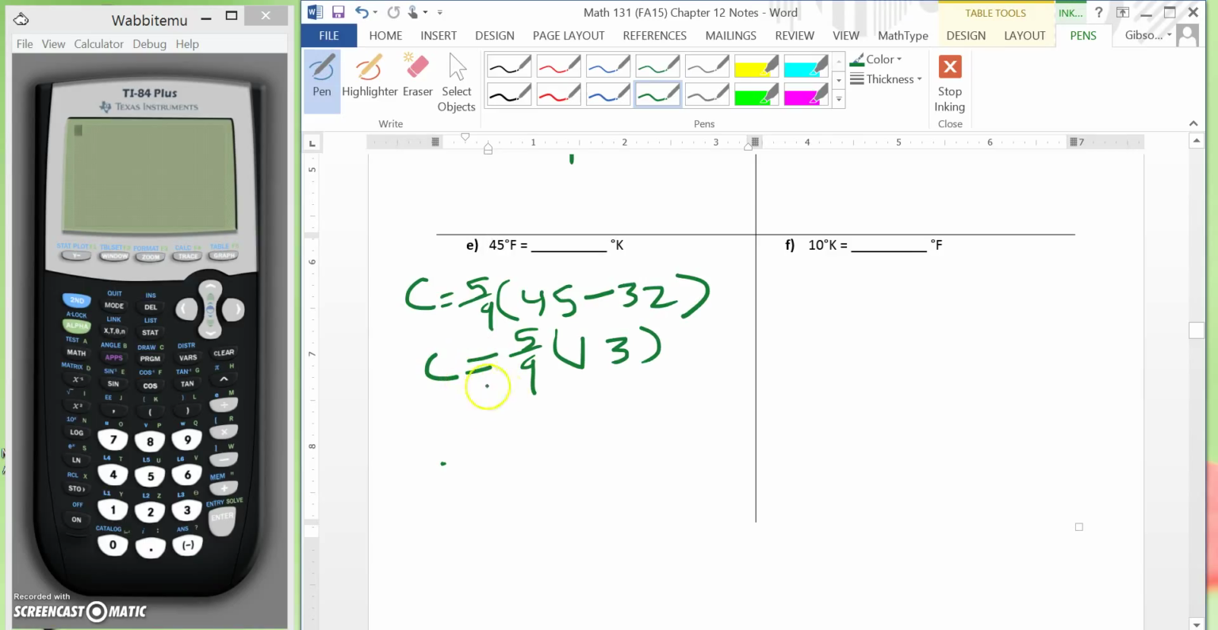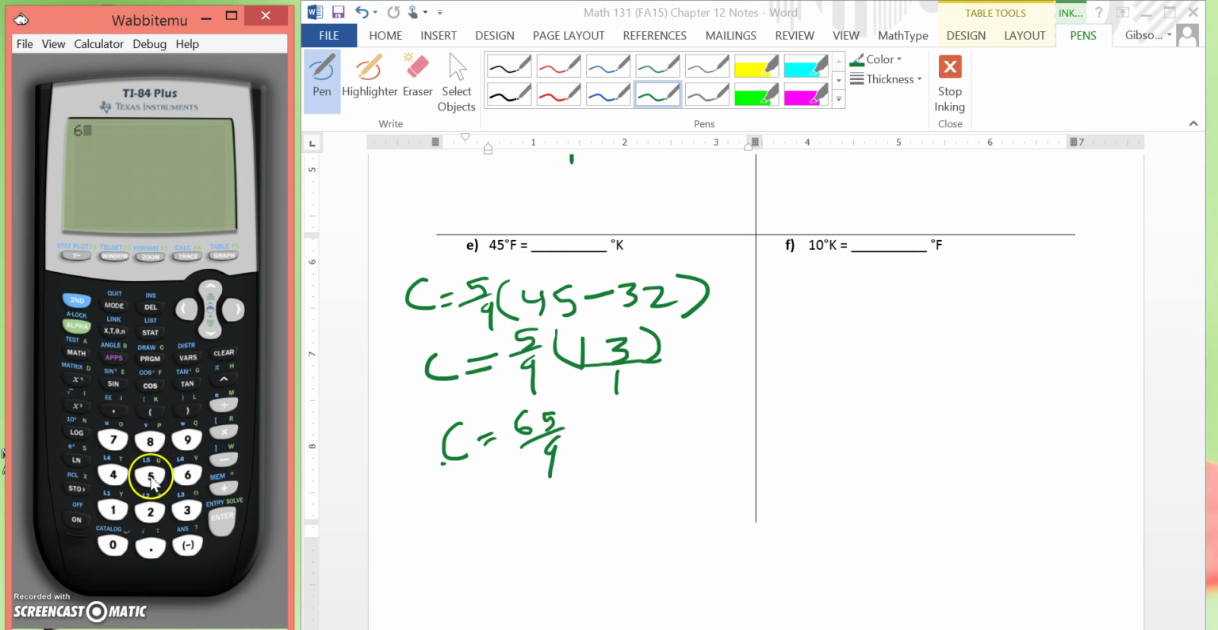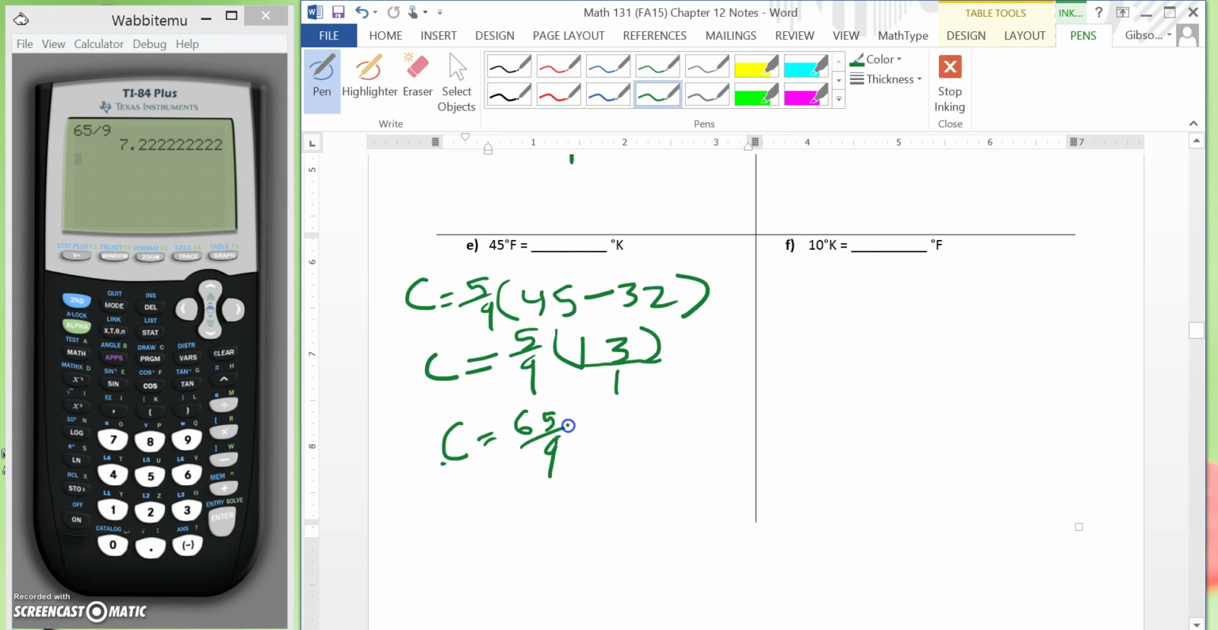Okay, class, picking up where we left off, we had Celsius is equal to 5/9 times 13. We'll make this 13 over 1. We will have Celsius is equal to 65 over 9. Now we will put 65 divided by 9 into our calculator. That will give us 7.2 repeating. Since it's a repeating decimal, let's just leave it at 65 over 9.